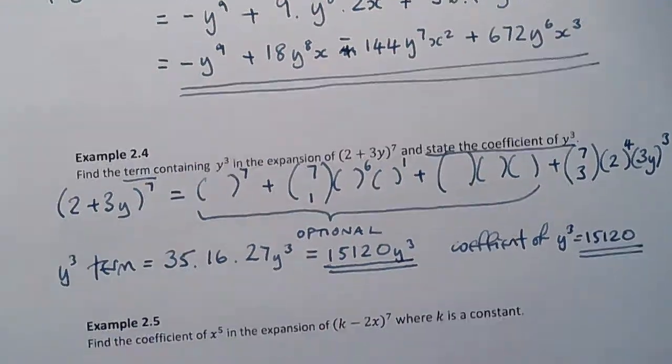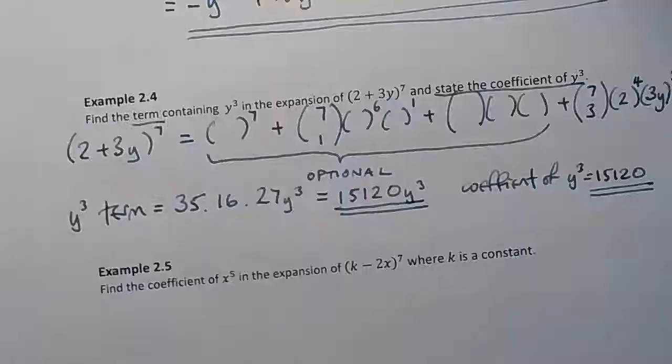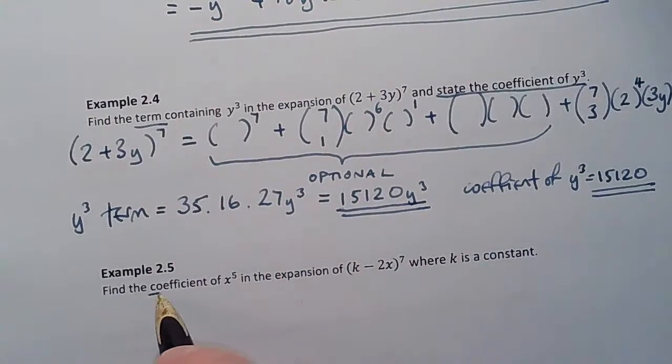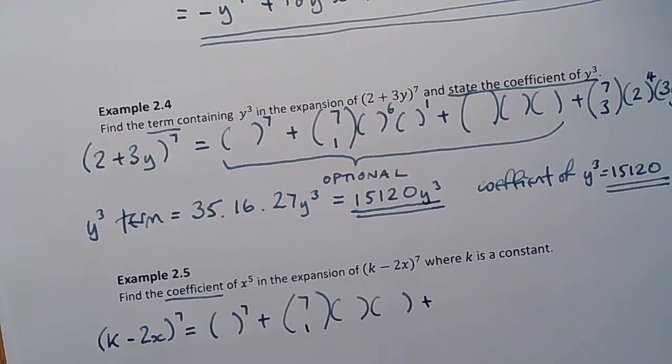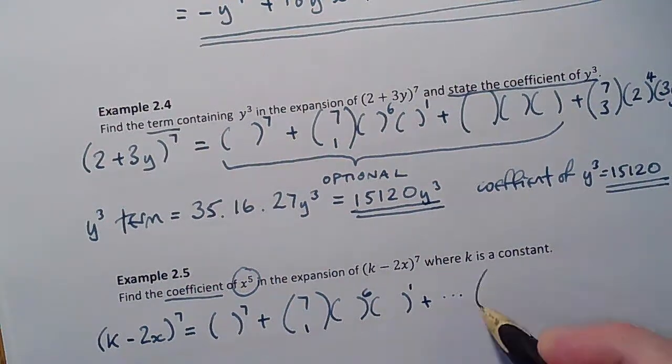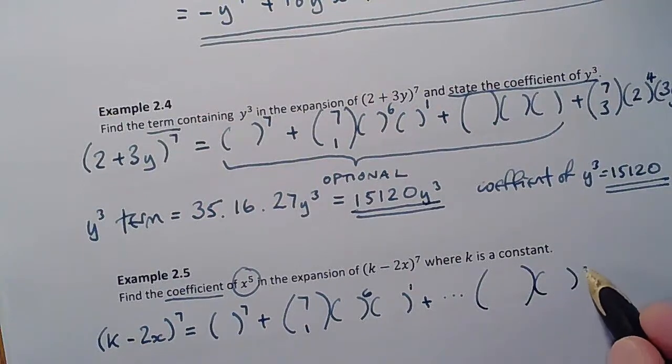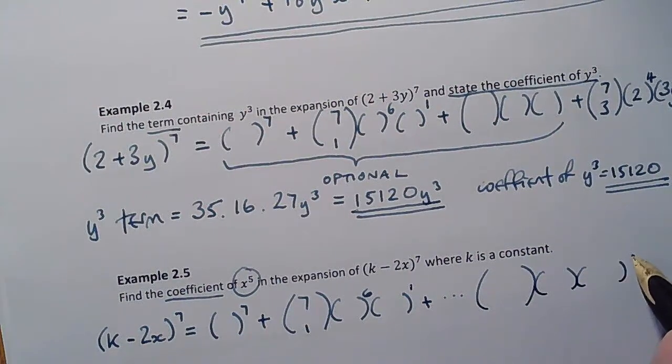And then finally on this page, example 2.5, it's asking for a coefficient, so I'll need to bear that in mind. And I'm doing this expansion again. I've got a bracket to the power of 7, so it's going to start out like this again. Okay, but I can see that this time, if I want to get x to the power of 5, I don't want to write out all of these bits, so I can use the dots to show that I've missed some out. So if I want to be doing x to the power of 5, I'm going to want a power of 5 on that second bracket.